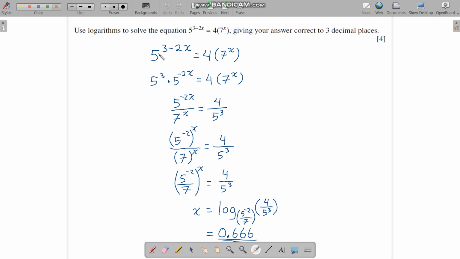Yeah, we can just split the powers, 5 to the power of 3, 5 to the power of minus 2x, and yeah, this is the same as 5 to the power of minus 2 divided by 7 all to the power of x, because we divide both sides by 7 to the x here. And we also divide both sides by 5 to the 3rd power. So we have x equals log base, yeah, this is the base, this we get this with the calculator, we get this.